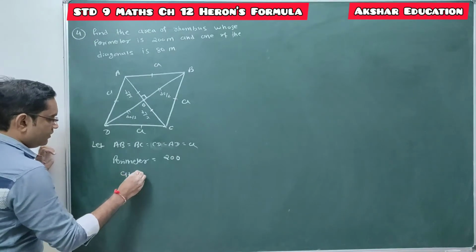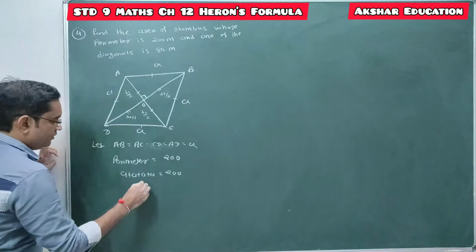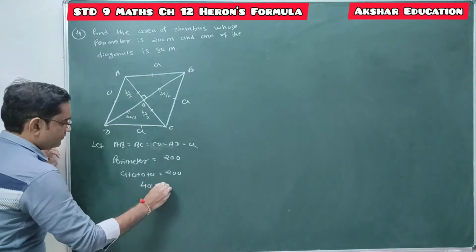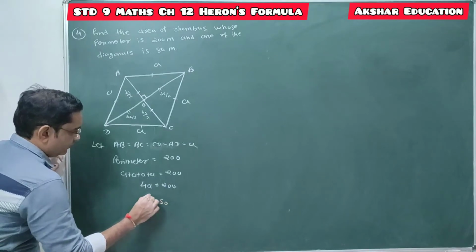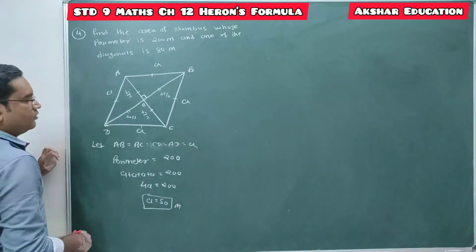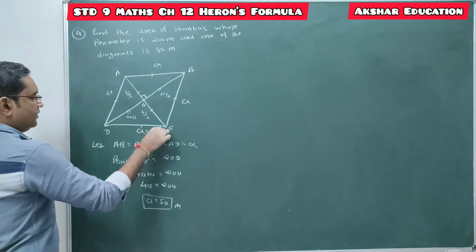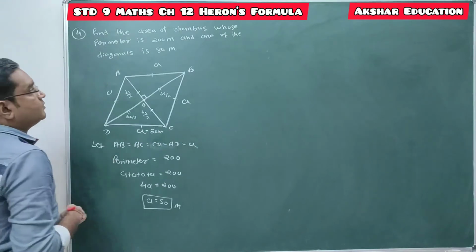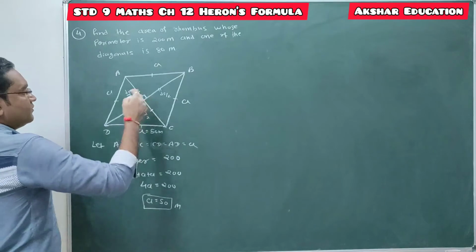So it's A plus A plus A plus A equal to 200. So it's 4A equal to 200. So we are getting A equal to 50, A equal to 50 meter. So length of all the sides of this rhombus is nothing but the 50 meter. And length of one of the diagonal is given. Suppose diagonal D2 is there whose length is 80 meter.